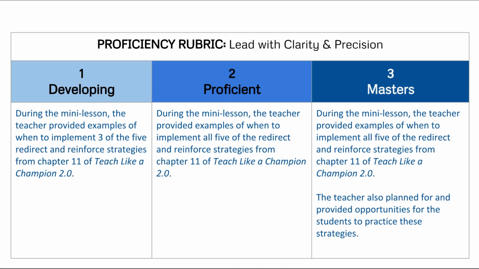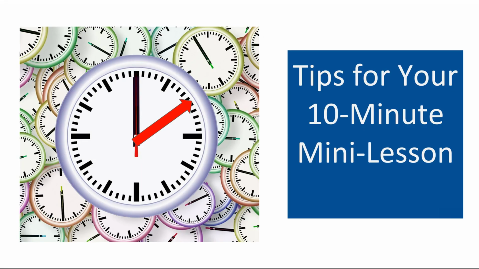Nice work, y'all. Now that you've looked at the content for this course, which level will you attempt your mini lesson? Plan accordingly. For a proficient score, you must provide examples of when to implement all 5 of the redirect and reinforce strategies highlighted in this module. And to achieve masters, you must also plan for and provide opportunities for students to practice these strategies.